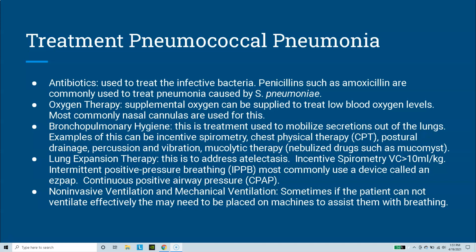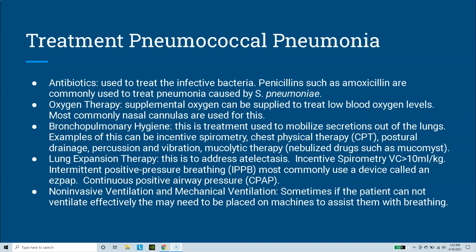Chest physical therapy, postural drainage, percussion, and vibration. These are all methods to help mobilize those secretions out of the lungs. Postural drainage is where you put patients in different positions to help move secretions from different areas and different lobes of the lungs. The CPT, or chest physical therapy, is where you actually beat on the lungs with your hands, or you can use something such as a vest, which provides vibration, and that helps mobilize those secretions out.